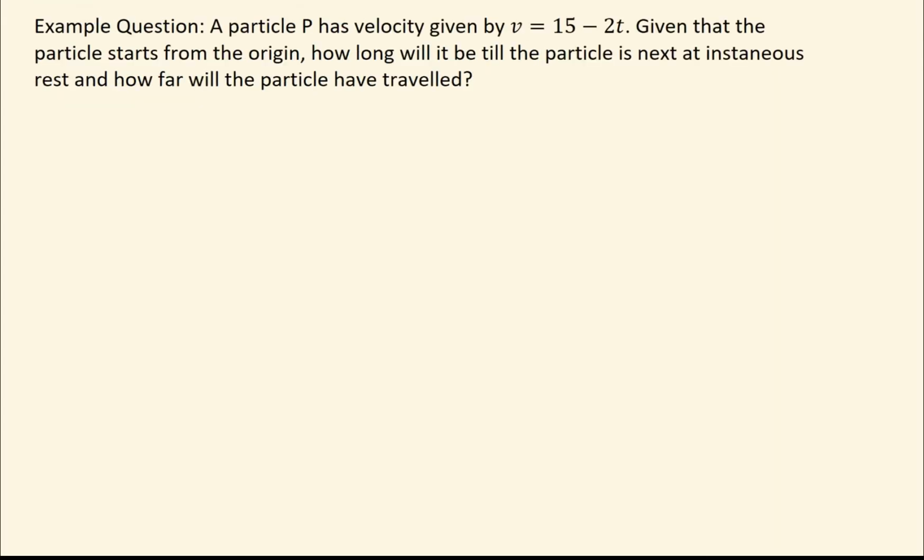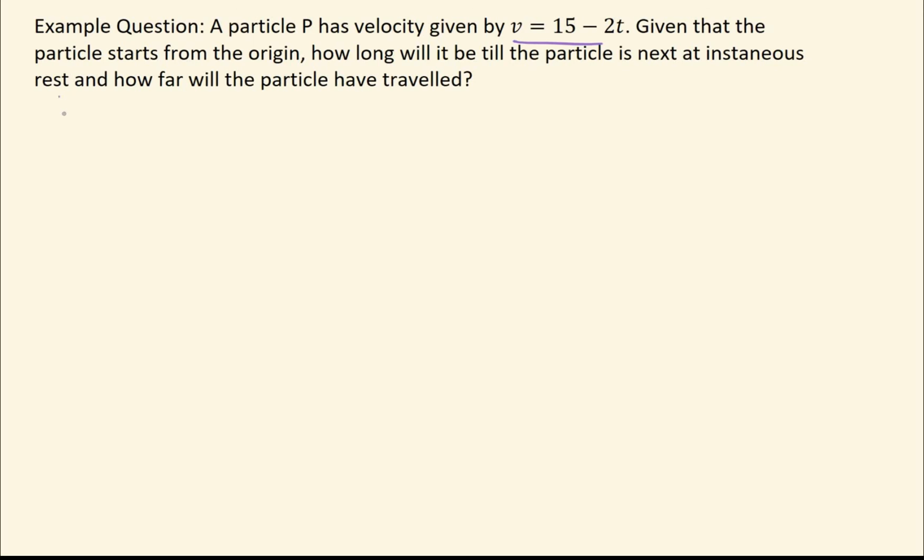Okay, so a quick example question. Just use that notation. A particle P has this velocity. We know it starts at the origin. We want to know how far the particle is when it is next at rest. And we want to also know how far the particle will have travelled.